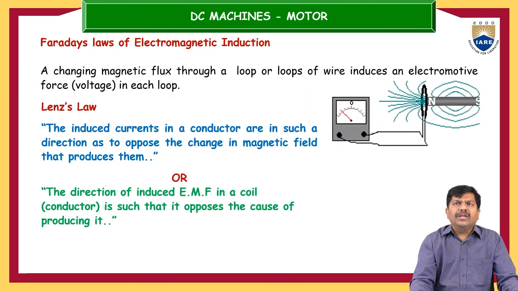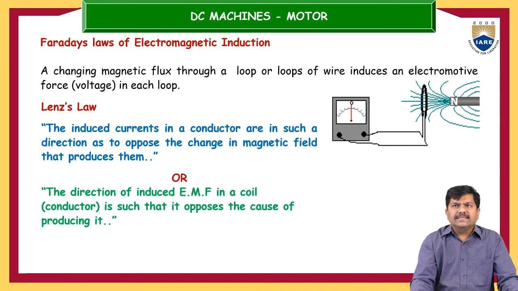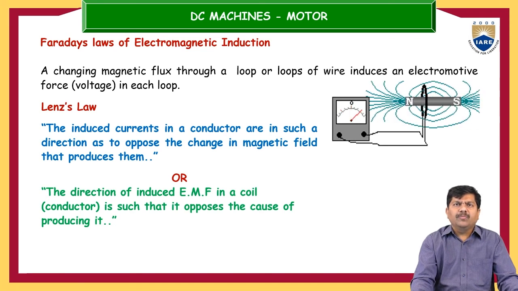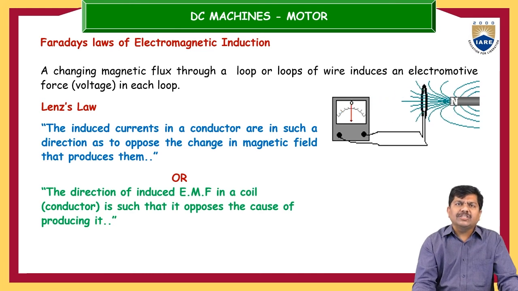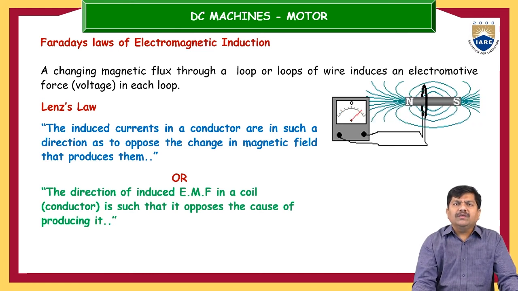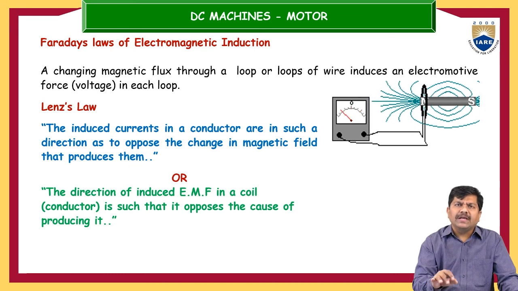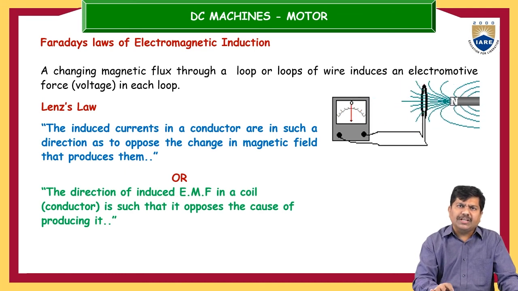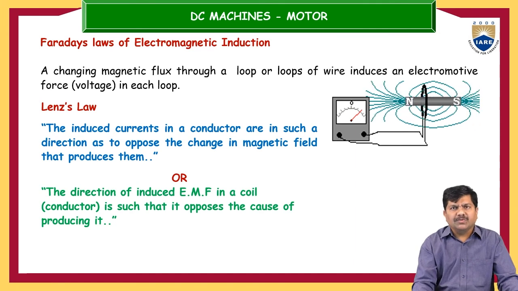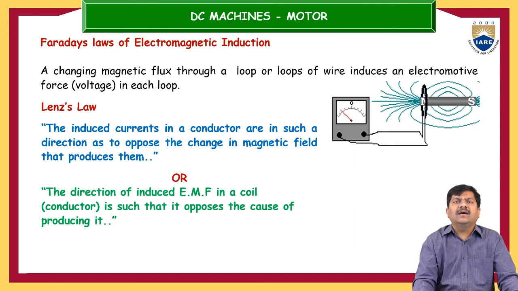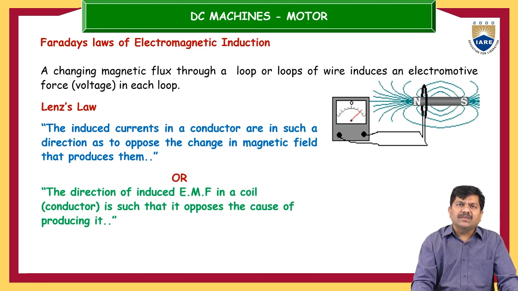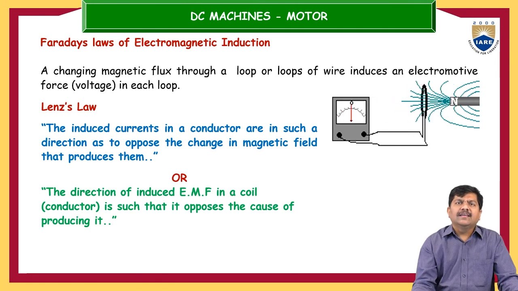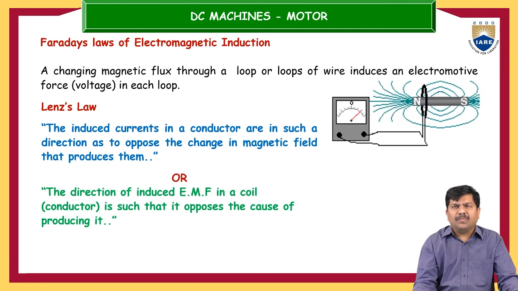The direction of induced EMF in a coil is such that it always opposes the cause of producing it. So what is the cause? The generated EMF is always in the direction opposing the cause. That EMF was generated because of what? Once generated, it acts in the opposite direction to the cause. That's the meaning of Lenz's law. With the help of this, we are going to identify the direction of that EMF, whether it aids the cause or opposes the cause. If it opposes the cause, then we keep a negative sign, otherwise a positive sign.